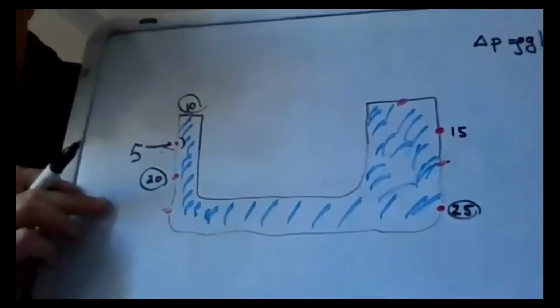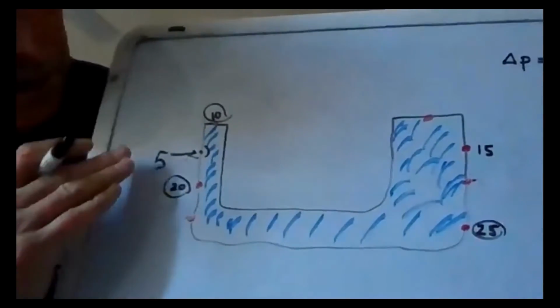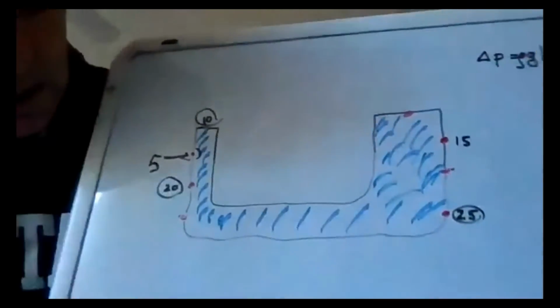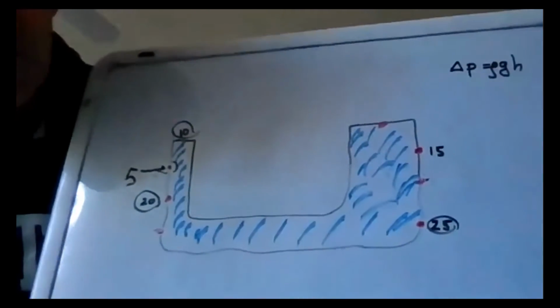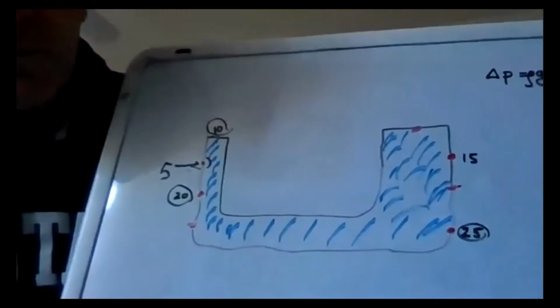So you're going to have an increase, if we were in units of psi, of 5 psi all throughout the fluid at every single point. So first of all, kind of an interesting idea. Second of all, how do you actually apply that?